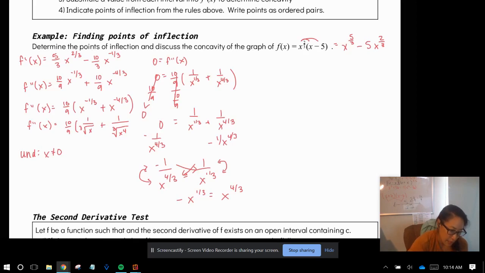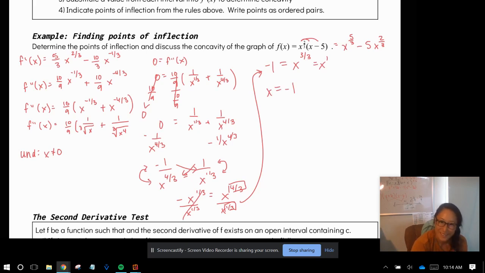Lastly, I am going to divide both sides by x to the 1/3, because then I get negative 1 is equal to, and I can use my rules of exponents. I'm going to subtract 4/3 minus 1/3, giving me x to the 3 over 3, which is x to the 1. So x is equal to negative 1. Whew, we made it through.